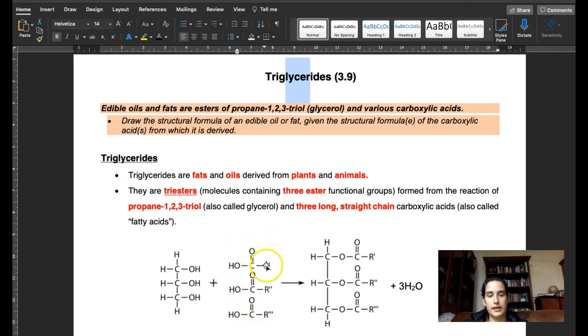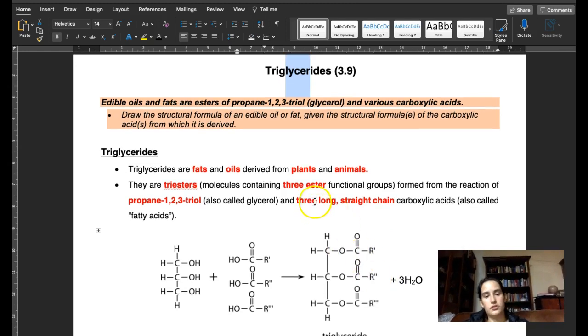As you can see here, we've got these R dash, R double dash, and R triple dash, and that's signifying that they don't have to be the same carboxylic acid. The ester group will form, and then the R groups will be on the end. Now, this is a condensation reaction, like any esterification reaction, but in this case, we're forming 3 lots of water because we have 3 of the reactions taking place.